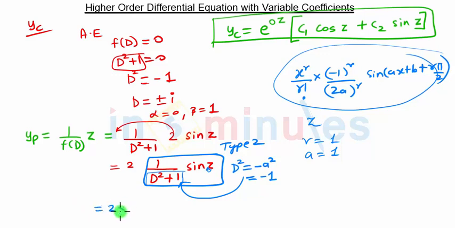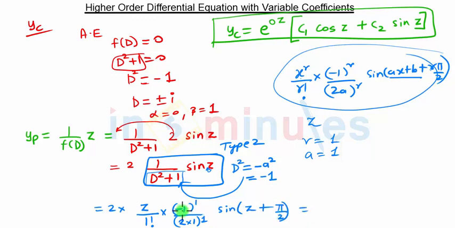So we get 2 into z raised to r upon r factorial into minus 1 the whole raised to r upon 2a the whole raised to r. R is 1. Sine of ax plus b remains as it is, so sine of z remains as it is, plus r pi by 2. R is 1, so sine z plus pi by 2. If we simplify this equation, we have minus 1 here, so it will be minus 2z, and sine z plus pi by 2 is nothing but cos z, and this 2. So this 2 and this 2 will get cancelled, and we get yp as minus z cos z.